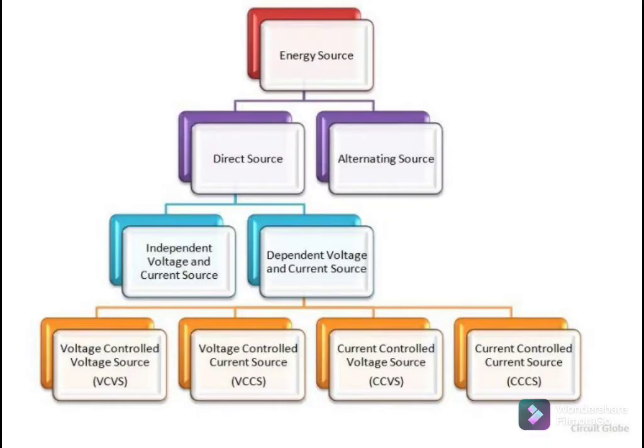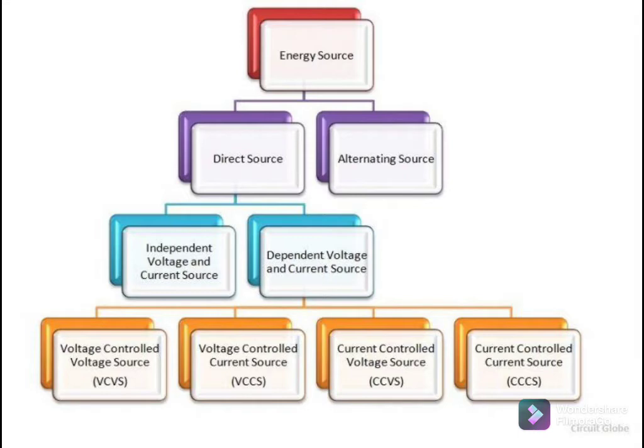Going back to this classification, let us take the DC source. It's again classified as independent source and dependent source. What is independent source? Independent source is a two-terminal device. It does not depend on any other quantity. It remains constant.